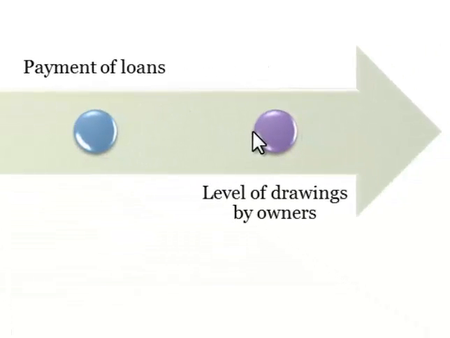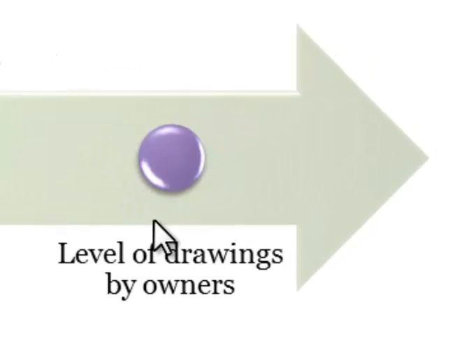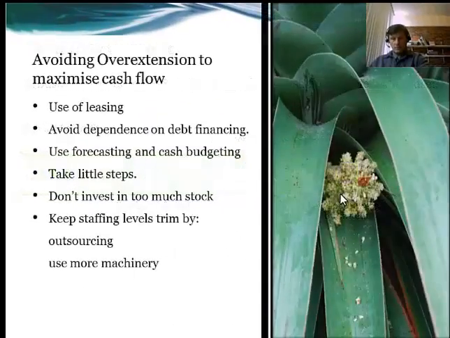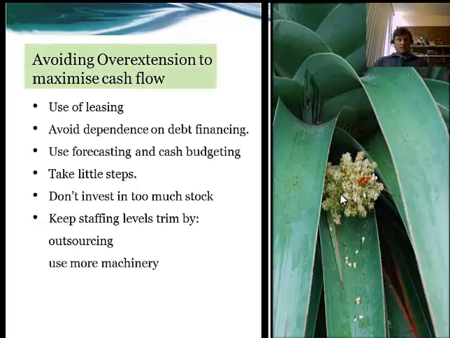The level of drawings by owners, as I mentioned before, is another way of how cash can flow out of the business, and that should also be monitored. As I mentioned, cash flow management is an extremely important part of any business, and quite often businesses get into financial difficulties, where they have overextended themselves in some way. So here's some strategies to avoid overextension and to try and maximise cash flow.